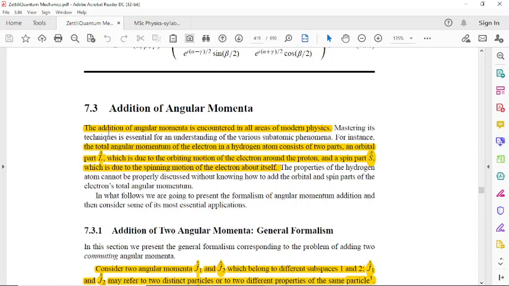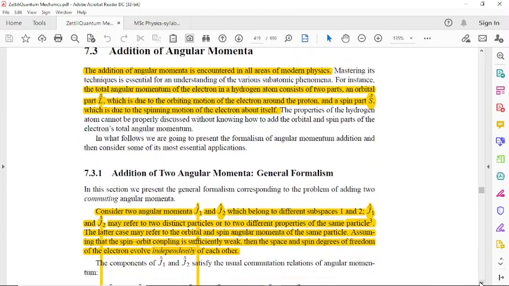The total angular momentum of the electron in a hydrogen atom consists of two parts: an orbital part L, which is due to the orbiting motion of the electron around the proton, and a spin part S, which is due to the spinning motion of the electron about itself.